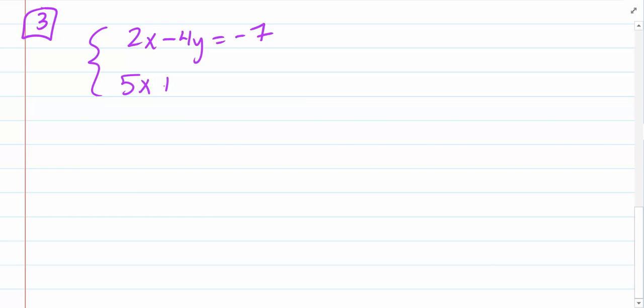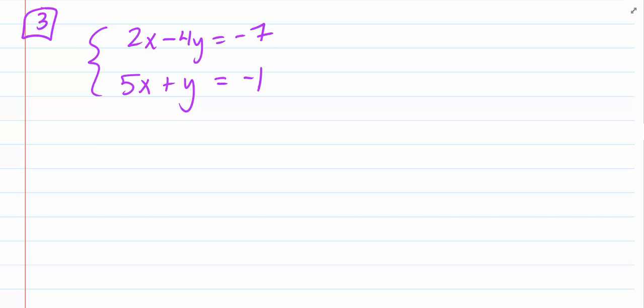But what happens when we make it a little bit more challenging? What happens when we have something that looks like this? So for example, let's say we have this system. Let's say we have 2x minus 4y is equal to negative 7, and 5x plus y is equal to negative 1. All right, this one's a little bit different. I wonder if you notice what's different about it.